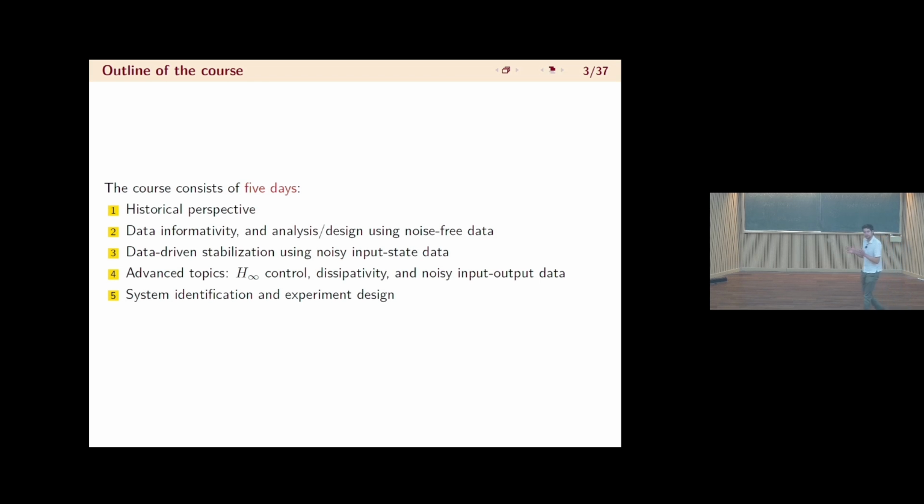Now, the outline of the course is as follows. As I said, today I want to give a bit of a historical perspective.